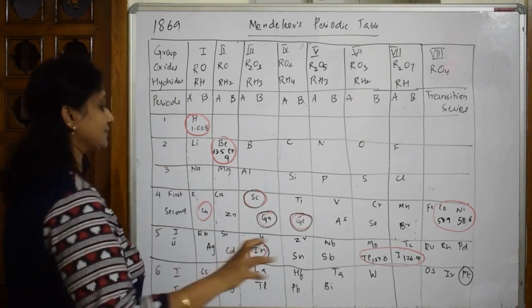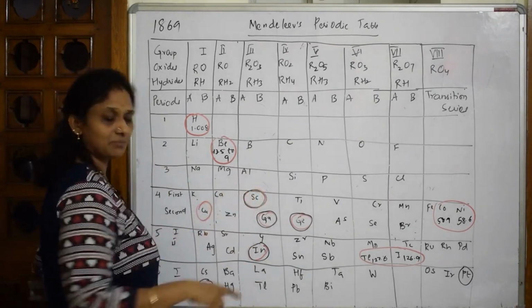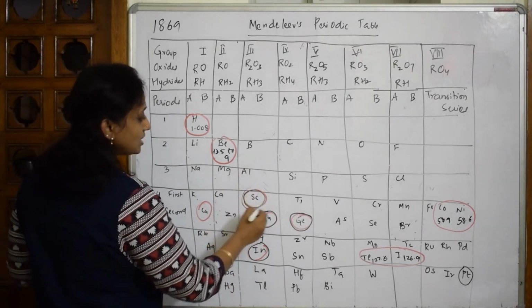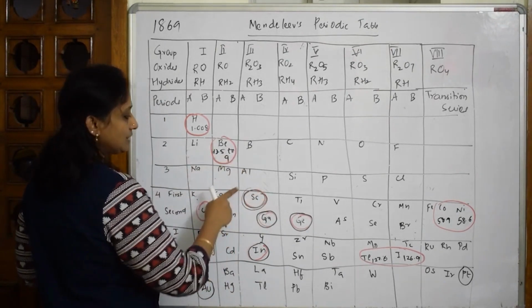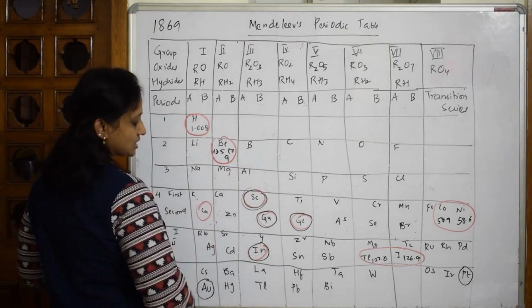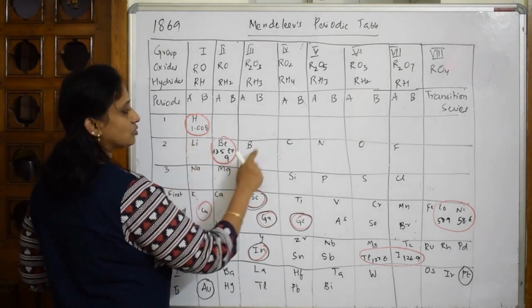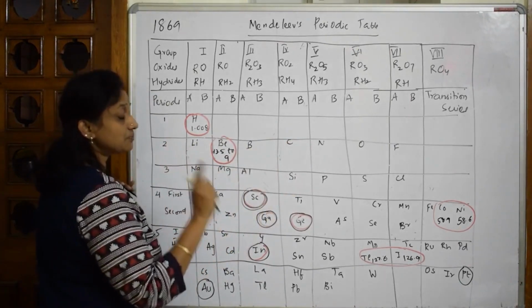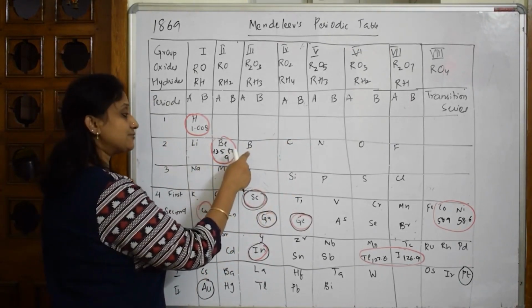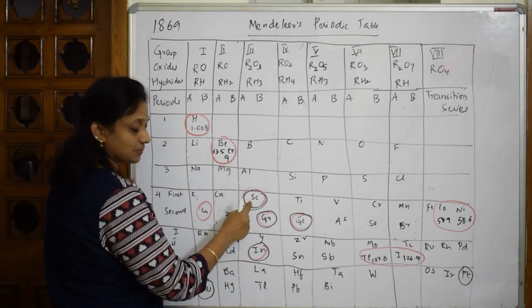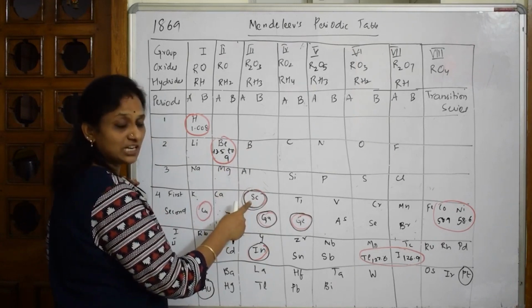So I'm speaking of the black things which are marked. So this is the black thing. What he did is, he arranged like this. Then he left a space below boron. So hydrogen, lithium, beryllium, boron, carbon, everything is arranged. The first important achievement is, he has left a gap below boron, this part. He could not name the element.